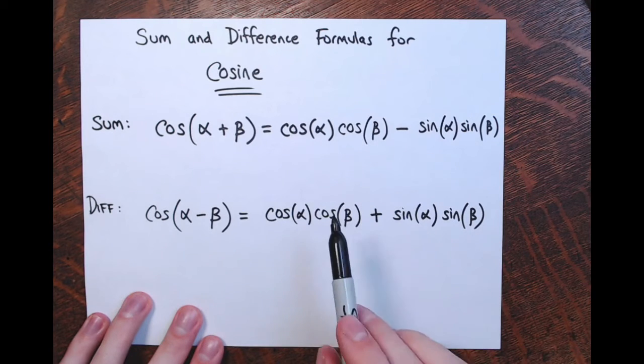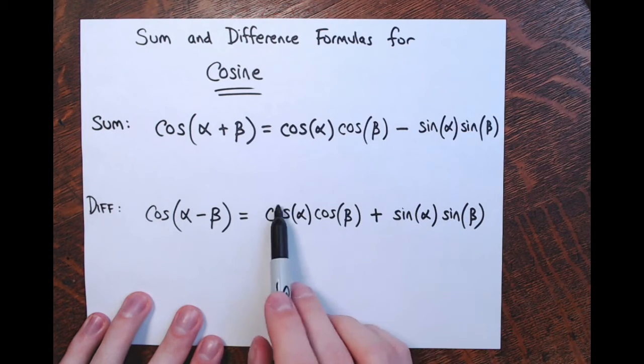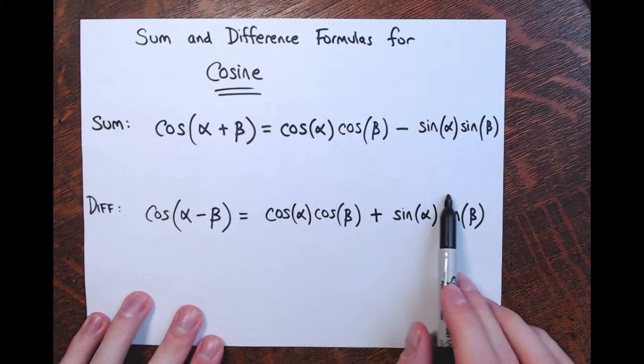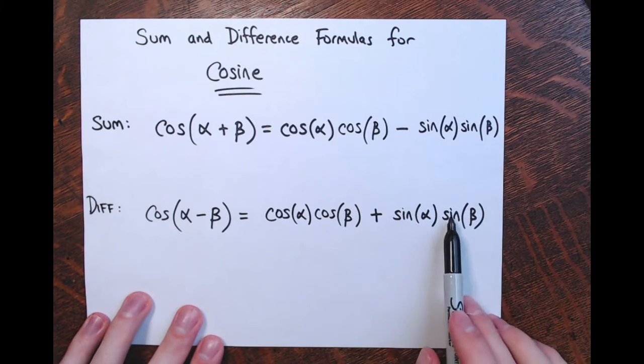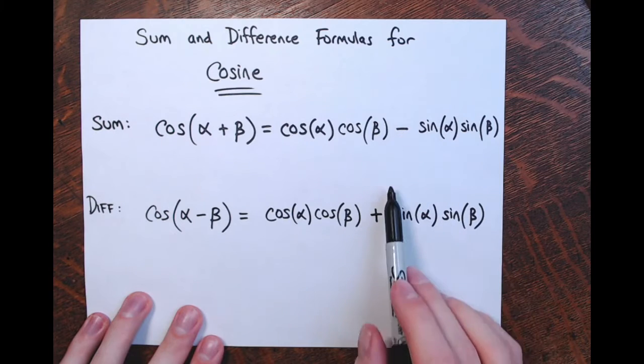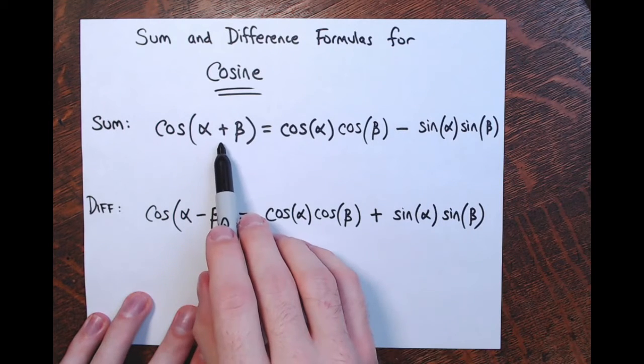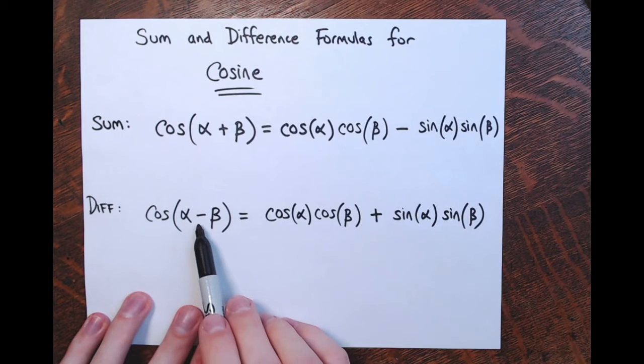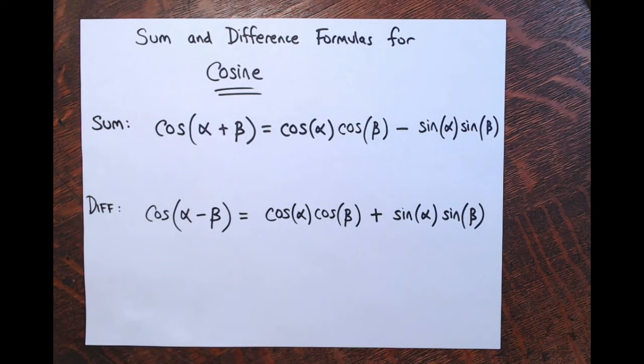So for both of these, the first term is the product of the cosines of the angles. The second term is the product of the sines of the angles, right? The only difference is what you're doing in the middle. The cosine of a sum of two angles is a difference. The cosine of a difference of two angles is a sum. Alright, and again, I've gone over the sum and difference formulas for sine and the sum and difference formulas for tangent in videos on other objectives.